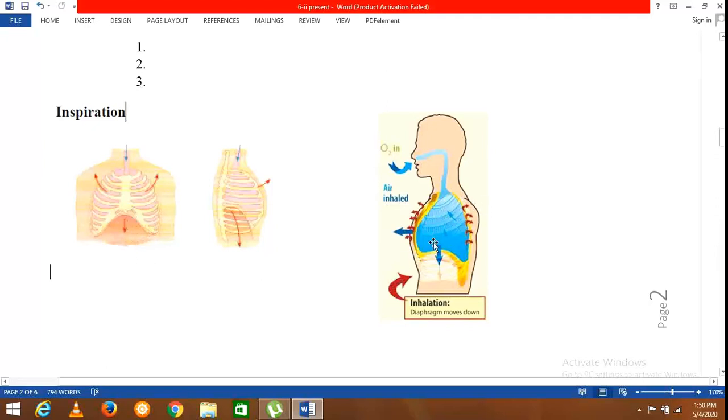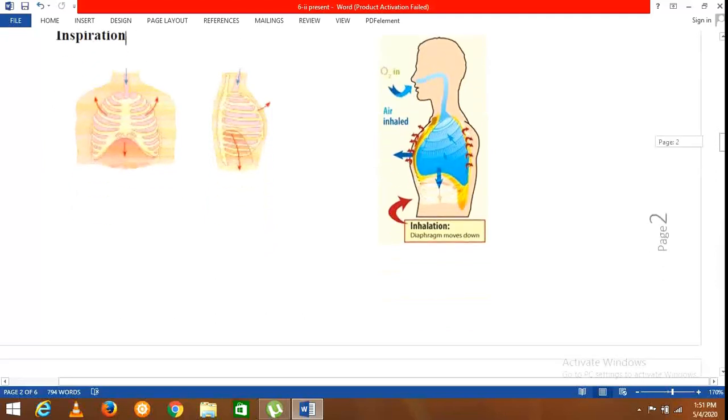Because of all of these, the volume of the thoracic cavity increases. Once the volume is less, the pressure is high, and once the volume is increased here, the pressure becomes less. The internal pressure is less, therefore air enters through the nasal cavity towards the lungs. Volume increases and air enters. That is the inspiration or inhalation process.